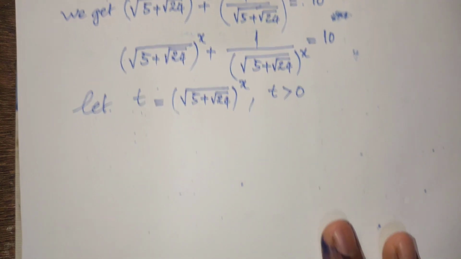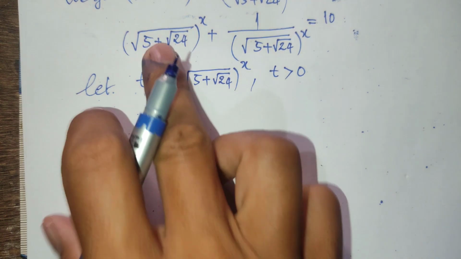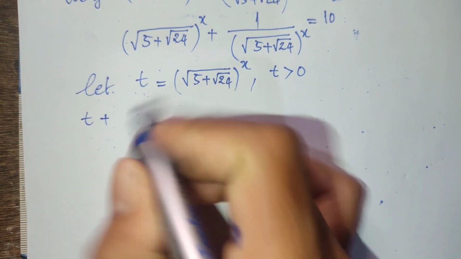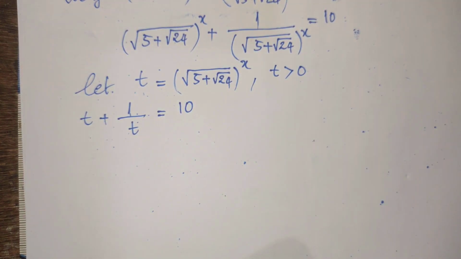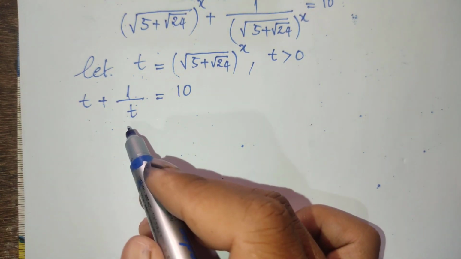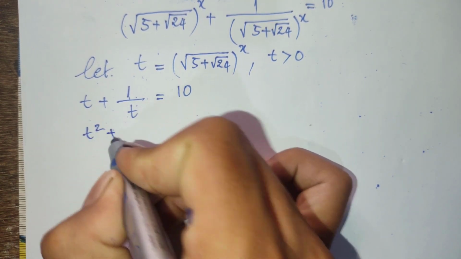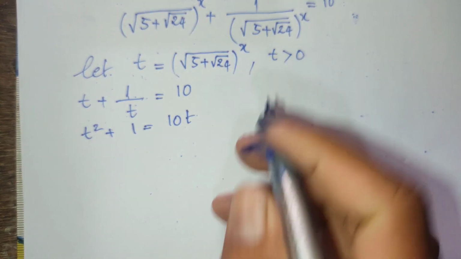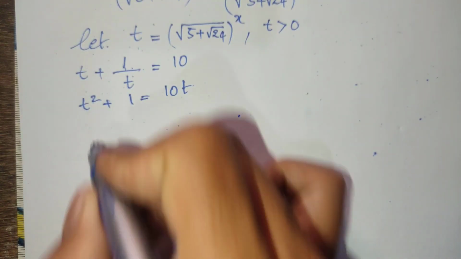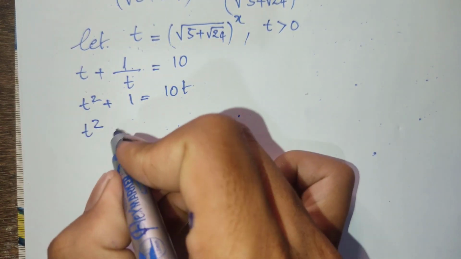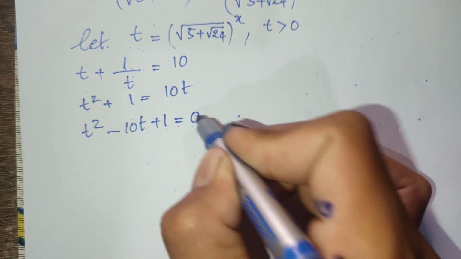And now we get another equation: t plus 1 divided by t is equal to 10. Now I multiply both sides of this equation by t, so we get t squared plus 1 equals 10t. And now I move 10t from the right hand side to the left hand side, so I get t squared minus 10t plus 1 equals 0.